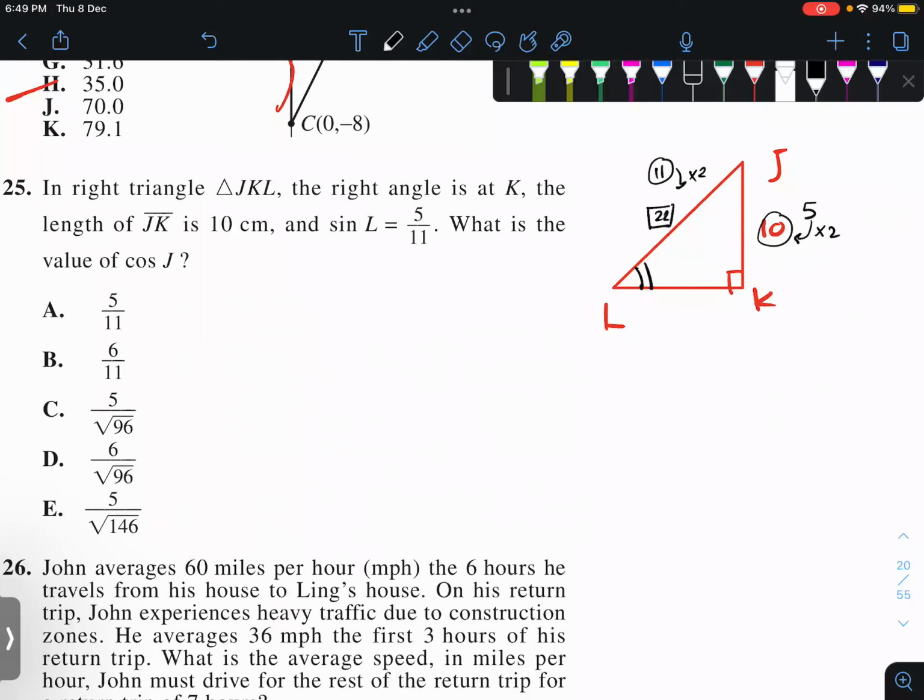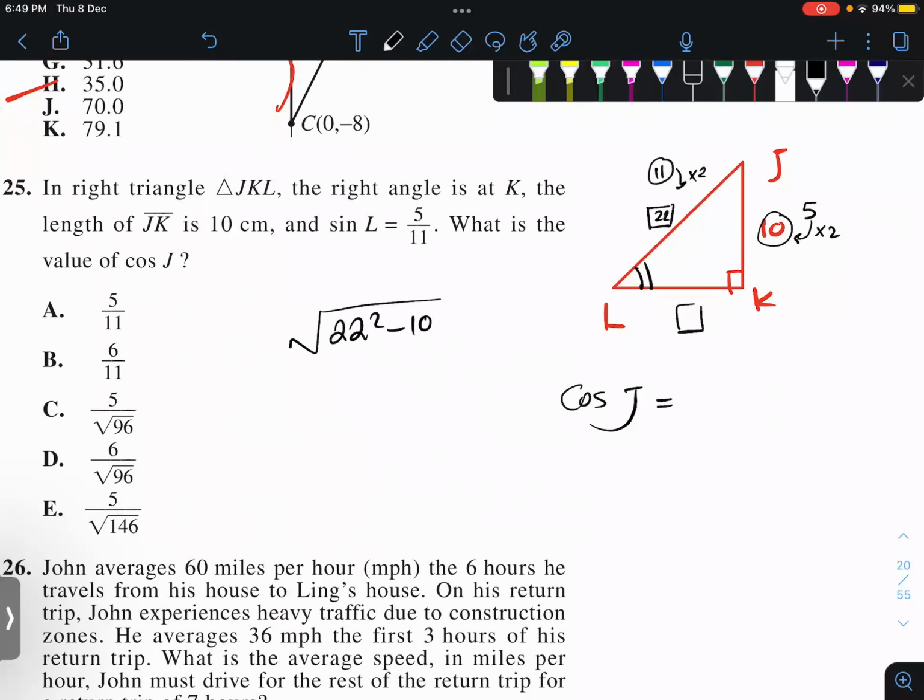We need the cosine J. Cosine J is equal to, yes, we need the adjacent. What's the adjacent? We should use the Pythagorean theorem to find the third side here. The third side will be 22 squared.